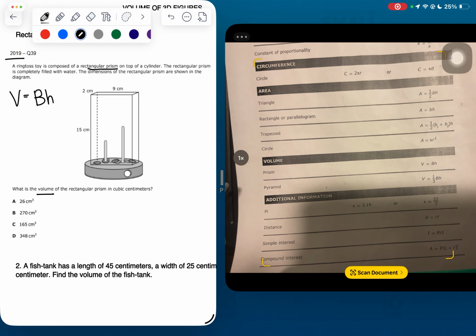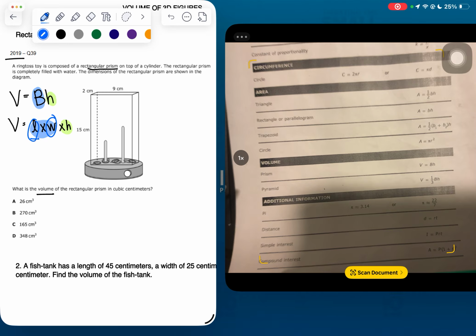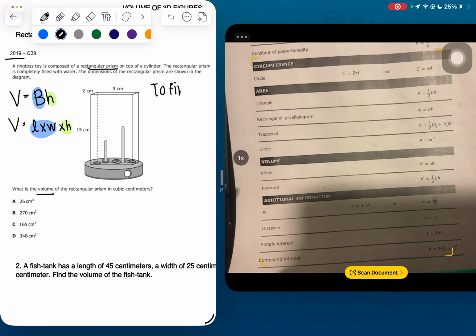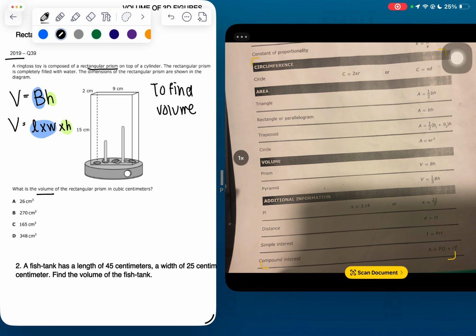Okay, so this formula right here is a fancy way of saying that the volume is equal to the length times the width times the height. This capital B is the length times the width, and then the H is just the height. So if you look at it, we need to be multiplying one number, two numbers, three numbers. So that is key. To find volume, we need to multiply three numbers.